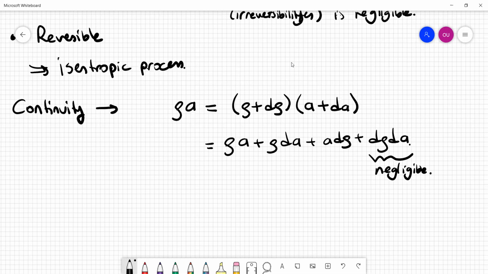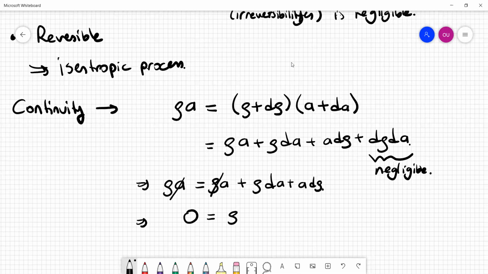Okay, so here what did I get? I get rho a is equal to rho a plus rho da plus a d rho. So these cancel obviously, and I get 0 is equal to rho da plus a d rho. I will keep this equation aside and call this equation 1. This is the result of the continuity equation as applied to this control volume around one single stationary, not moving, sound wave. It is the same approach we used for the normal shock wave equation.